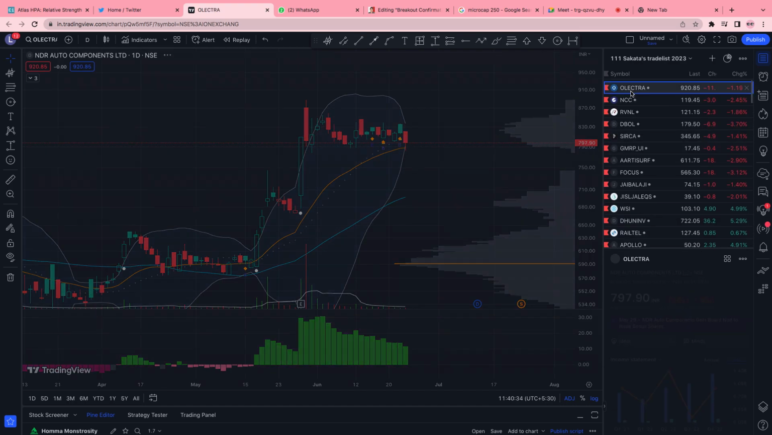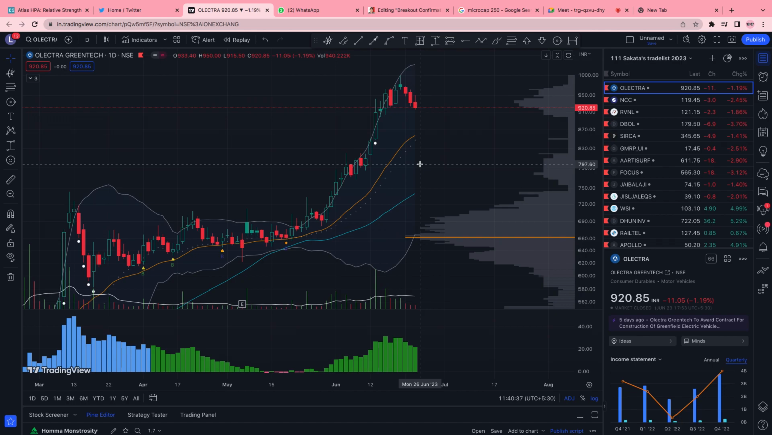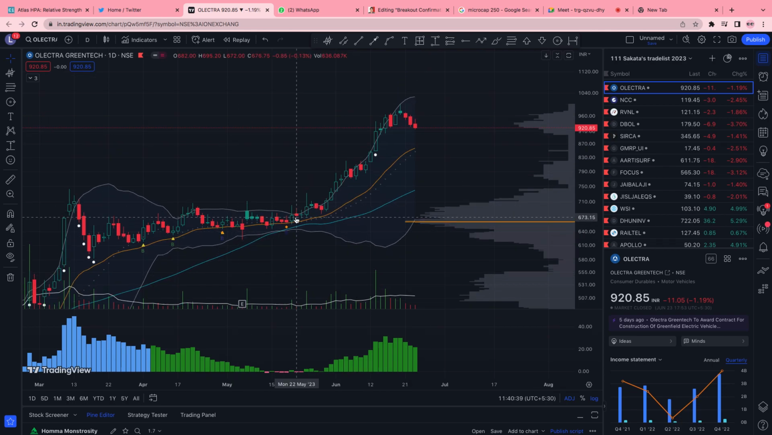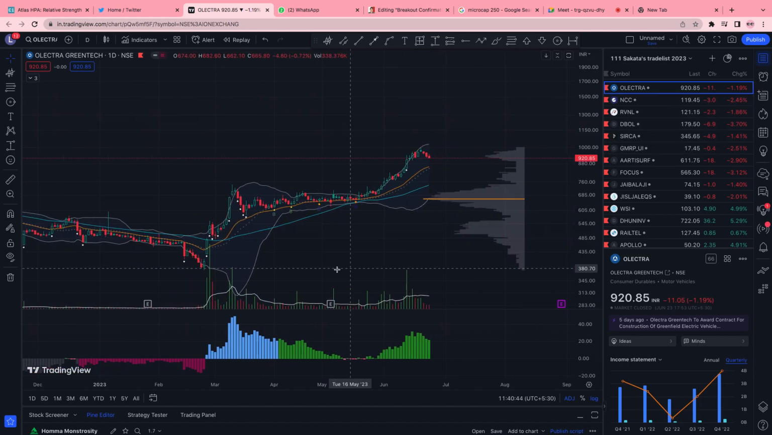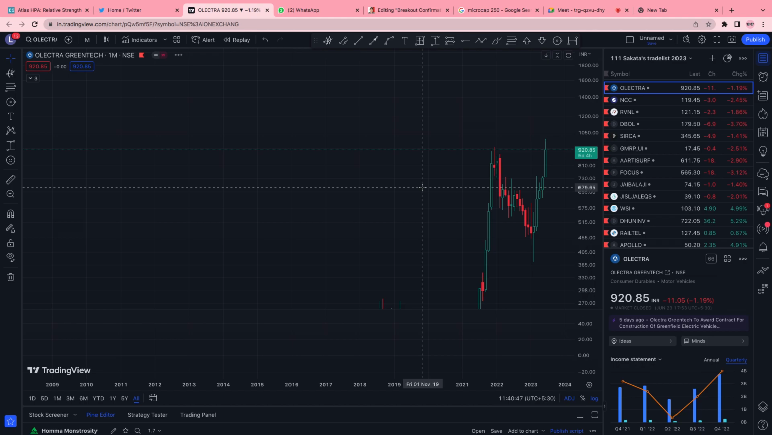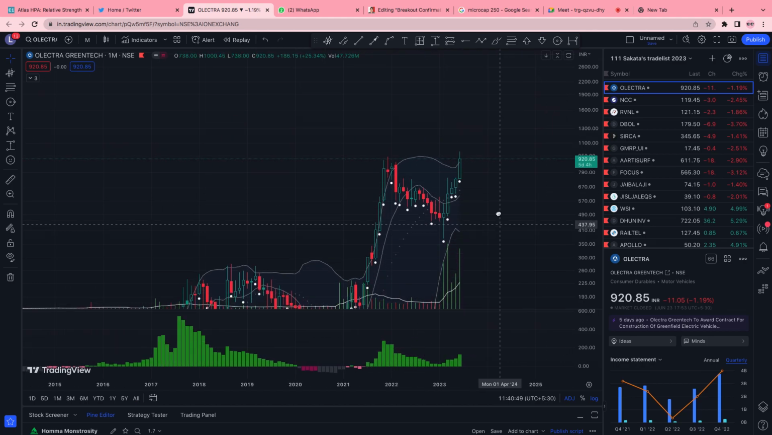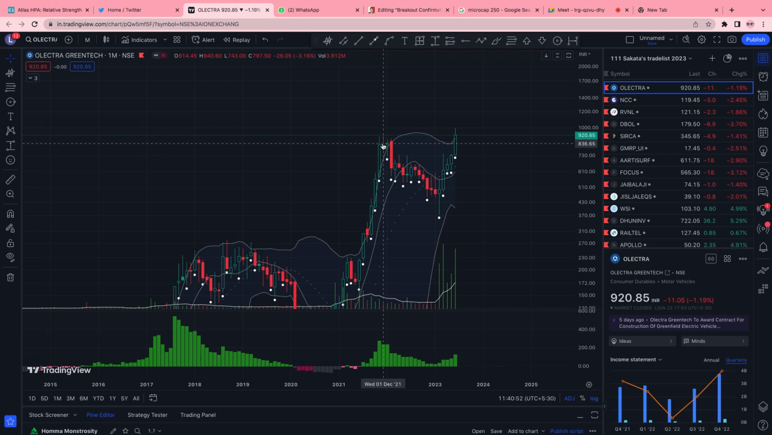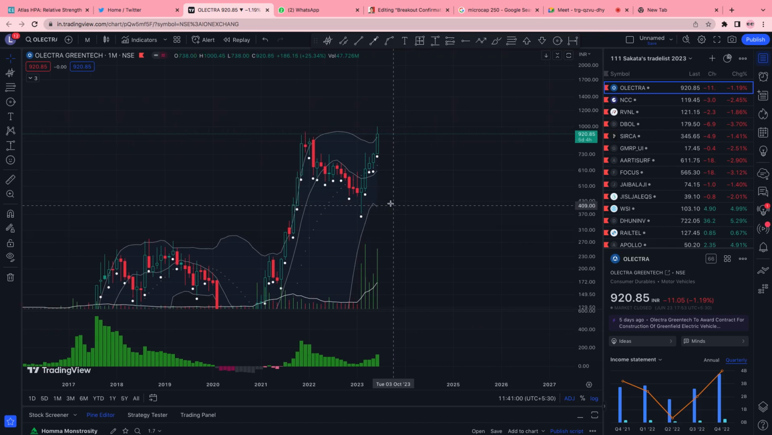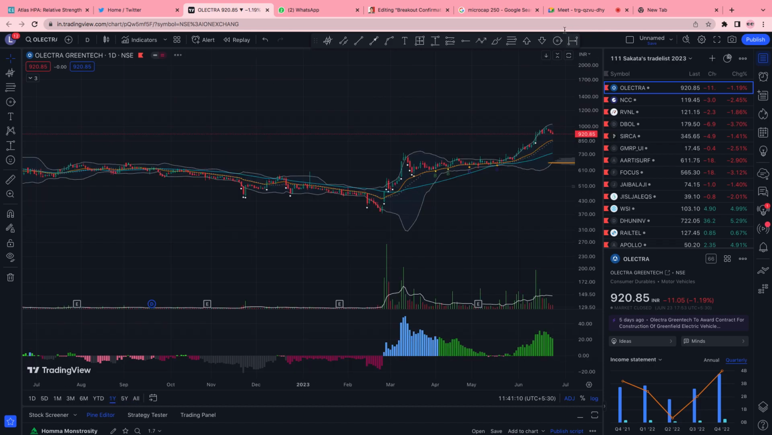Let's say, is Olectra a high relative strength name? Yes, because in the last 2 months or so it has done phenomenally well. Last 6 months or so also it has done phenomenally well, right? But if you see since December 2021, is the relative strength great? Maybe not. There are so many other names which have done 100% from the 2021 level. So when you say relative strength, there is always a matter of time period. Always remember that.